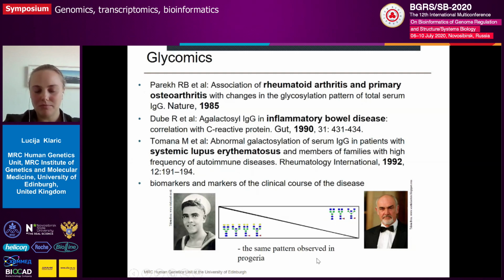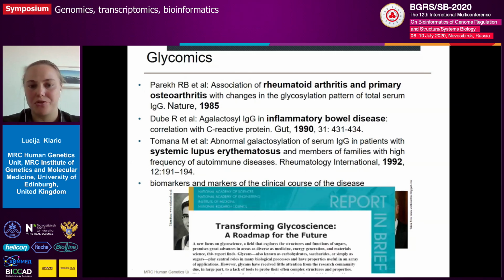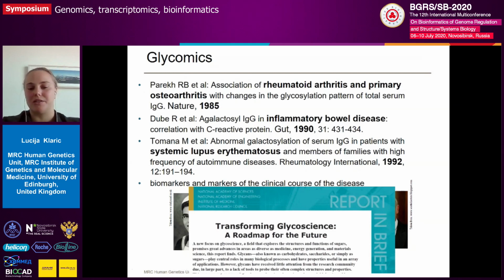So glycans are coming back to the spotlight because almost 8 years ago, the American National Academy of Sciences issued a report saying that glycans and glycomics have a major role in almost every disease, and that we should start focusing more to truly understand the mechanisms behind these diseases. We should understand more what's happening with glycans in these diseases.